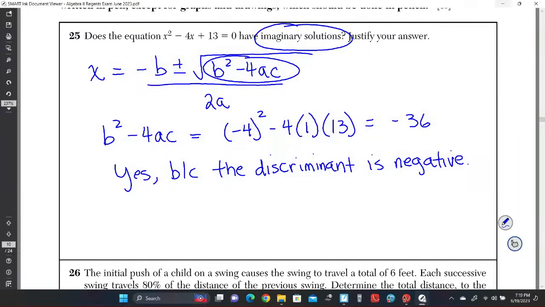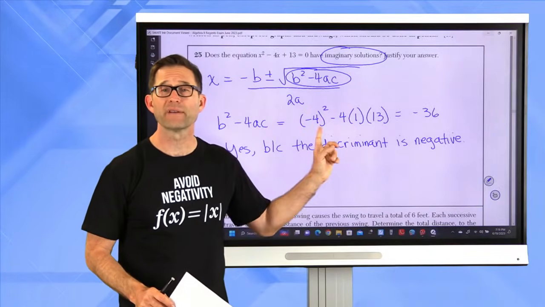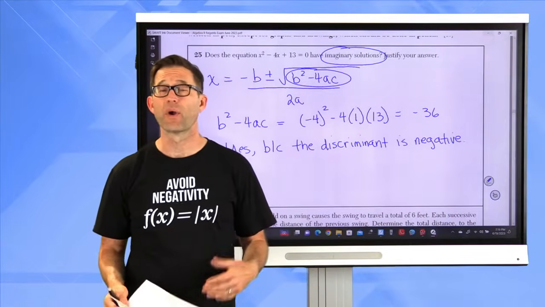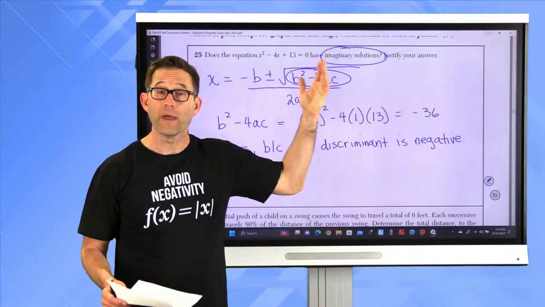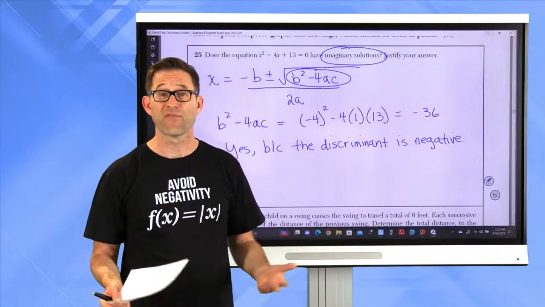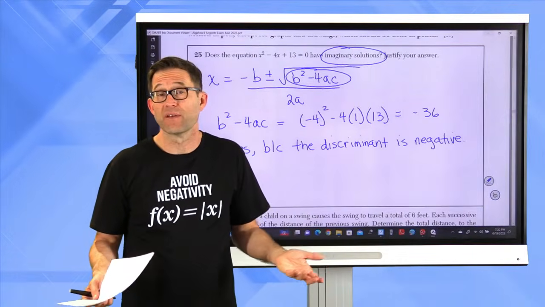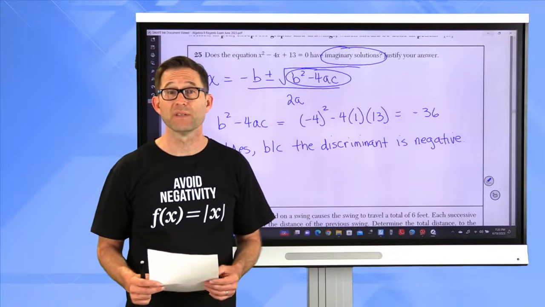You probably wouldn't even have to write out that statement. As long as you showed b squared minus 4ac equals negative 36, you could then probably just write down yes. Now, the alternative is that you actually go through and just crank it out. You come up with the solutions, and if they have an i in them, then they have imaginary solutions. And if they don't, well, then they don't have imaginary solutions. It's as easy as that.